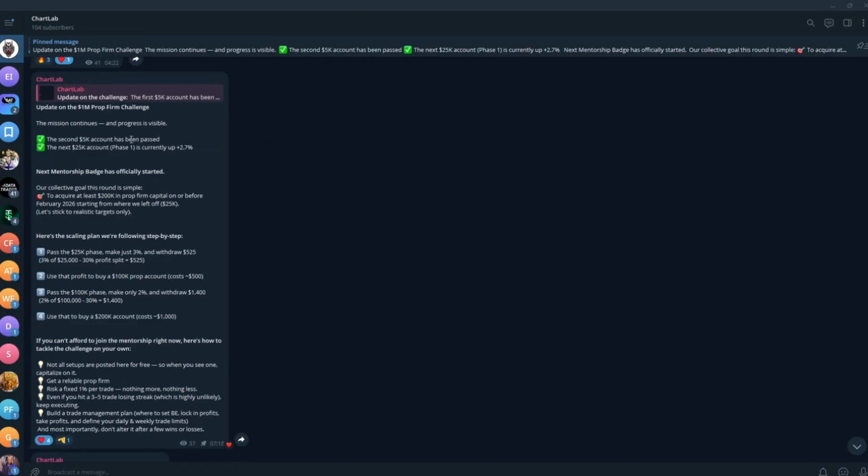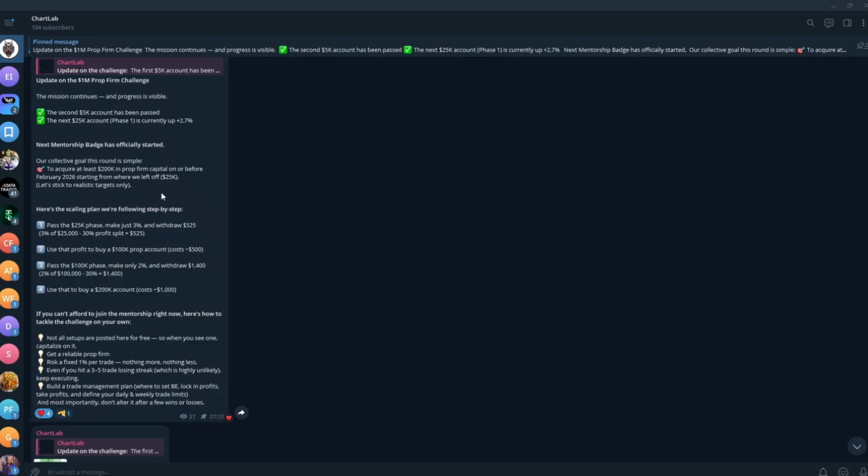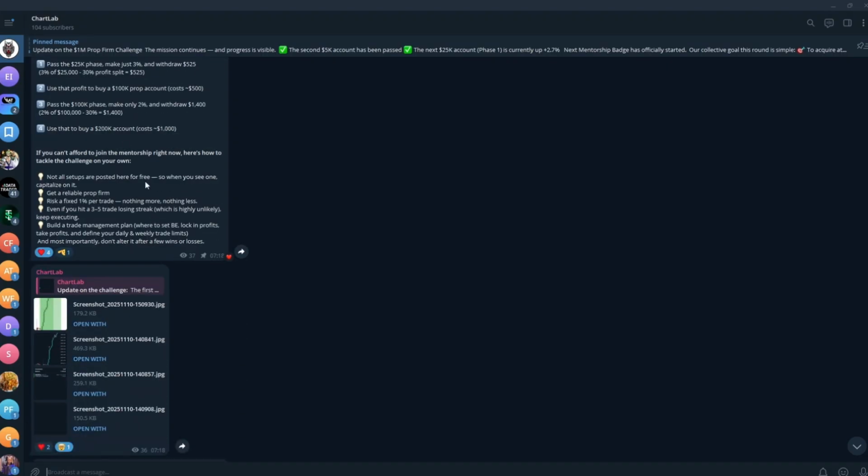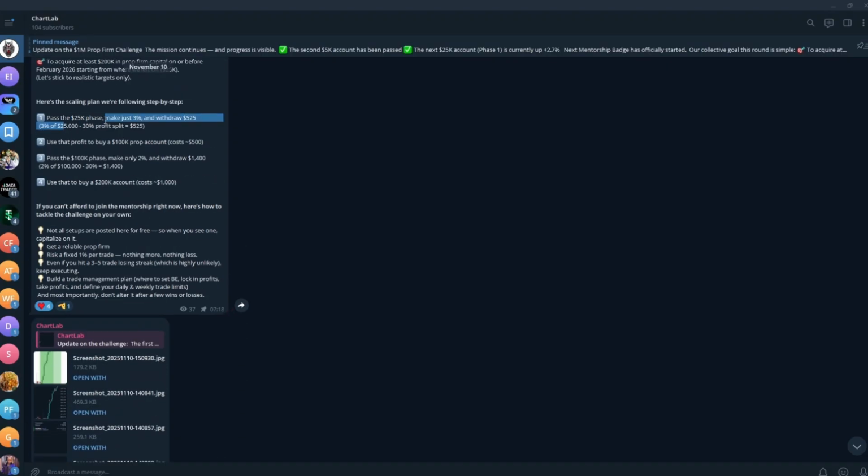The second 5K account has been passed. The next 25K account, phase 1, is currently up 2.7%, and the goal we are looking to do is to pass the 25K and make just 3% and withdraw this amount. This is the math here. And we're going to use the profit to buy a 10K at the 100K account, which will cost $500, then use it to pass it.